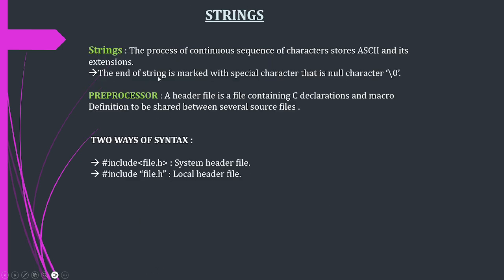Next, we have strings. A string is a continuous sequence of characters stored as ASCII and its extensions. The end of a string is marked with a special character, the null character, which means zero. Preprocessor. A header file contains C declarations and macro definitions to be shared between several source files. There are two ways of syntax, system header file and local header file. This is the syntax of a system header file and a local header file.